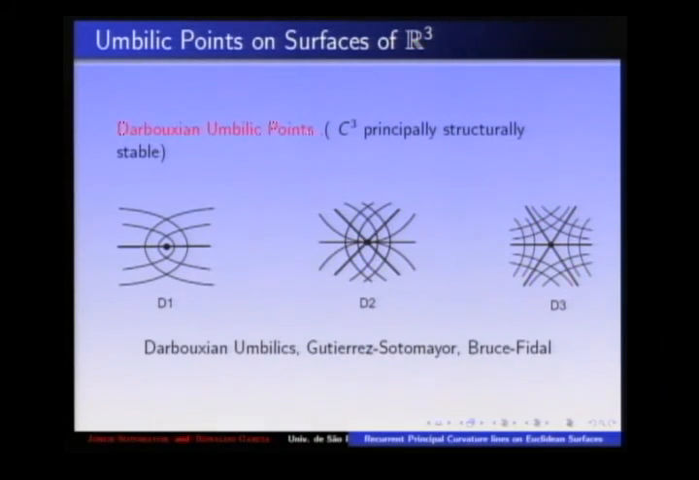Again, the Darbouxian umbilics, studied by Darboux without him knowing, characterize the points which are umbilic and at the same time structurally stable. No? The Darbouxian umbilics are those which are structurally stable. They are those which, in the Lie-Cartan lifting that I mentioned, give hyperbolic singularities of vector fields.